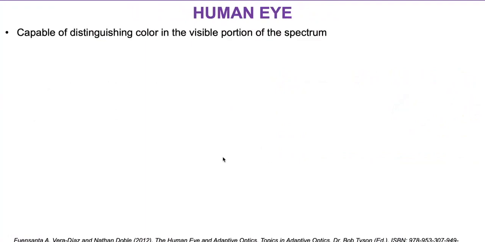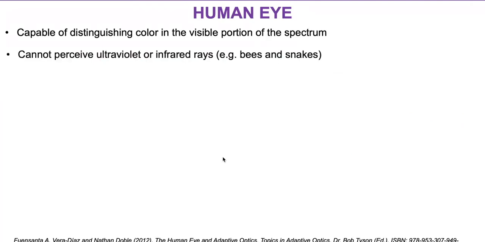And why are we able to see different colors in objects or animals or any other natural materials? Because the human eye is capable of distinguishing color in the visible portion of the spectrum. That means in between the UV and IR range. Unfortunately, the human eye cannot perceive ultraviolet or infrared rays. But we have to remember that there are certain organisms, bees and snakes, that can perceive ultraviolet rays. And they have a different anatomy because they have to adapt to extreme conditions in the environment.